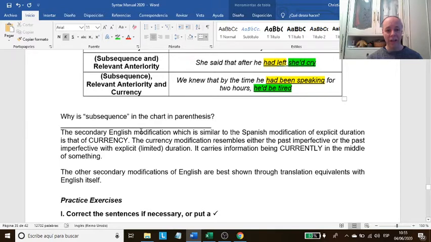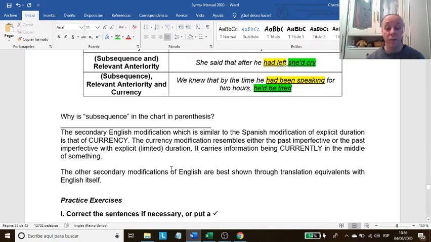The secondary English modification, which is similar to the Spanish modification of explicit duration, is that of currency. That's the only new thing today. The currency modification resembles either the past imperfective or the past imperfective with explicit or limited duration. Remember, estaba hablando contigo, o estaba hablando contigo por más de 3 horas. Por más de 3 horas will be the explicit part. Okay? It carries information about being currently in the middle of something.